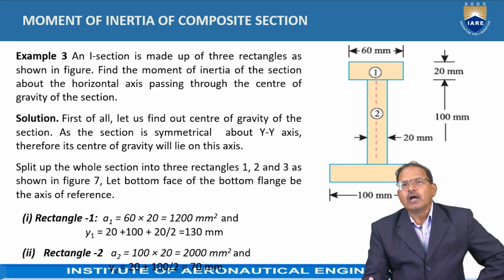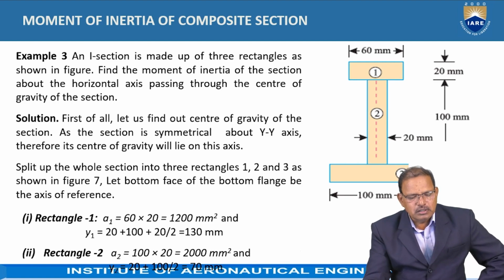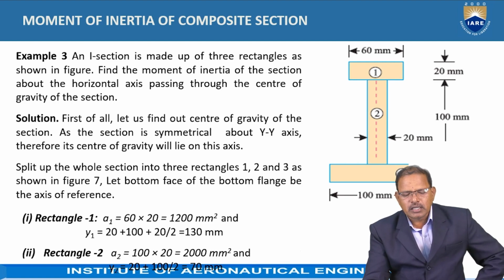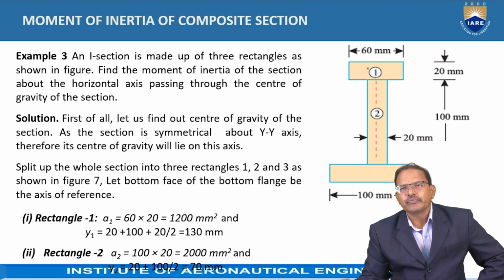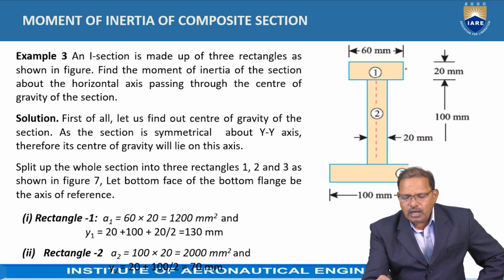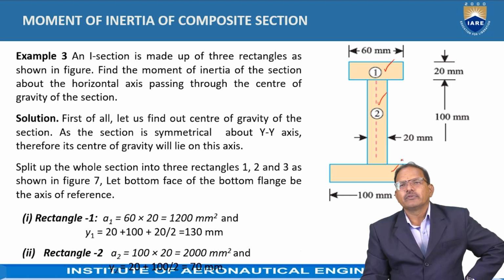Now, the I section. An I section is made up of 3 rectangles as shown in the figure. Find the moment of inertia of the section about the horizontal axis passing through the center of gravity of the section. According to this figure, this I section is divided into 3 segments, represented as rectangle 1, rectangle 2 and rectangle 3.